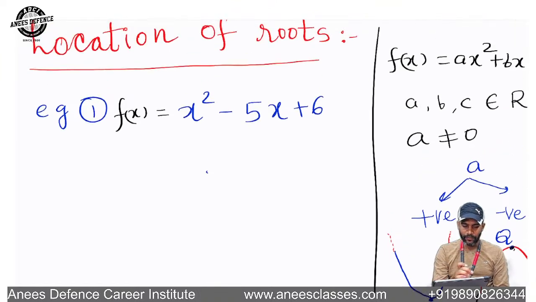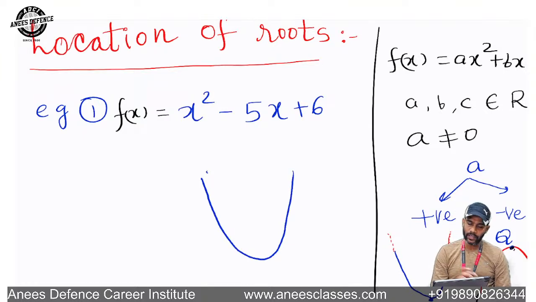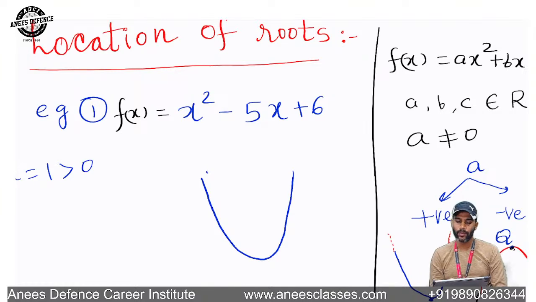So could you just tell me which type of graph I have to draw for this example? Upward parabola. Yes or no? Why? Because a is 1 here. If a is 1, it means it is positive. If a is positive, upward parabola.